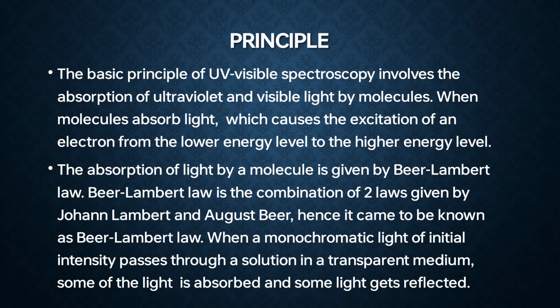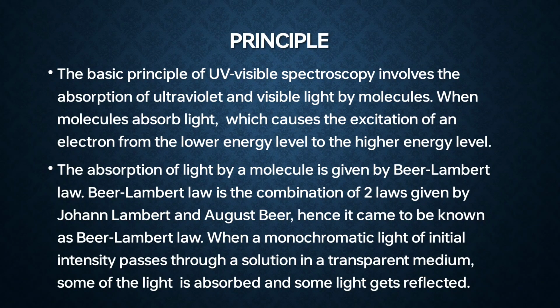Next one is the principle. The basic principle of UV visible spectroscopy involves the absorption of ultraviolet and visible light by molecules. When molecules absorb light, it causes the excitation of electrons from a lower energy level to a higher energy level. This absorption of light by a molecule is given by Beer-Lambert's law.